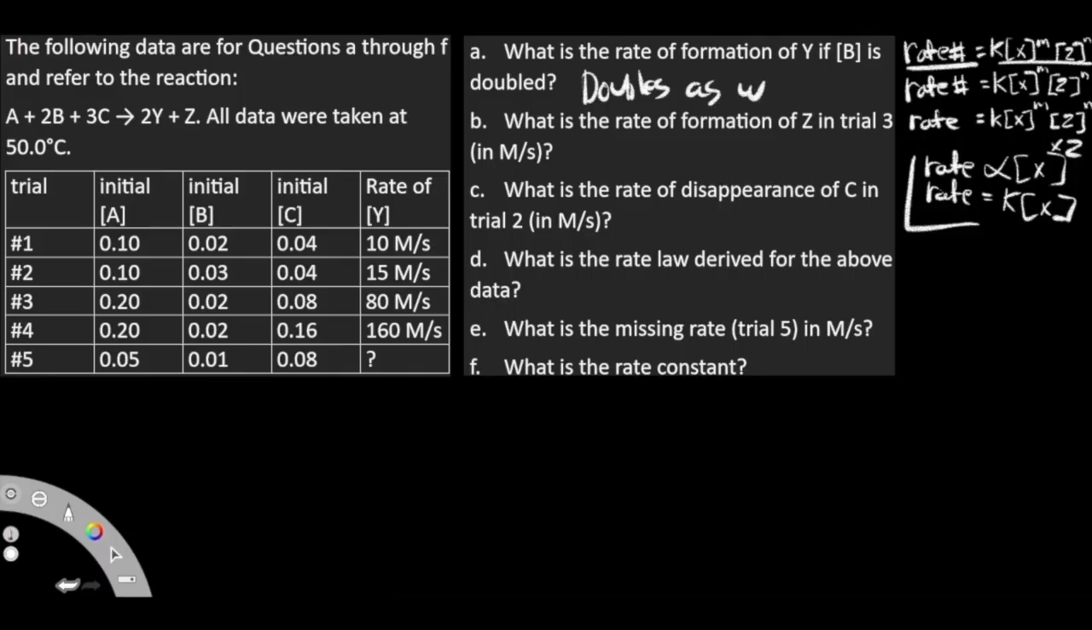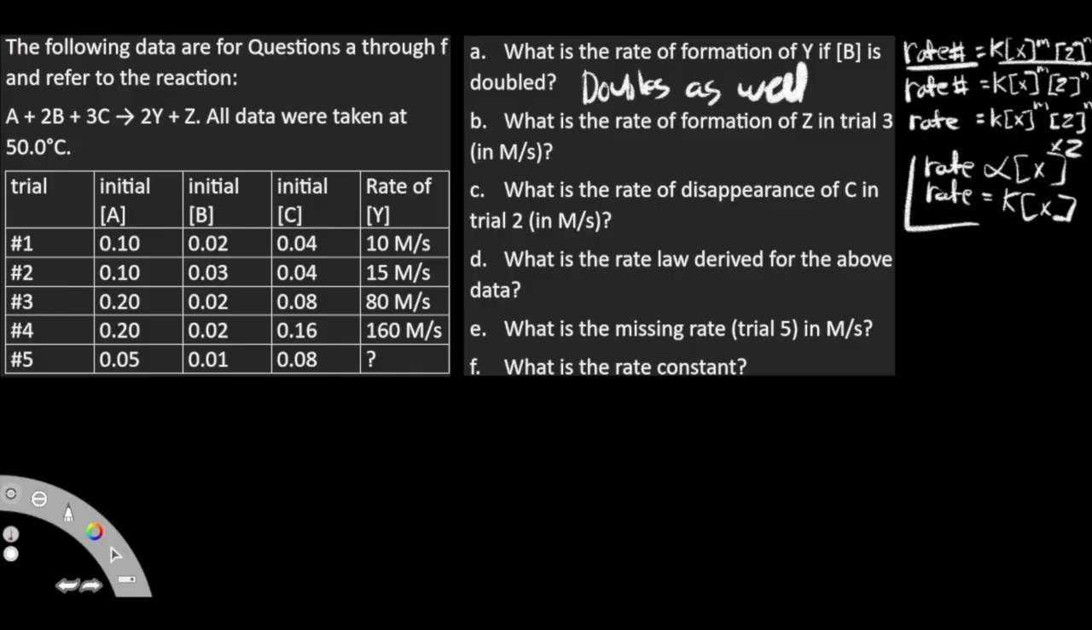Based on what was shown over here in the beginning of our video. Okay, now let's look at B. What is the rate of formation of Z in trial 3? Okay, so now we're getting a little bit more specific. So we have trial 3 over here, rate of formation of Z.